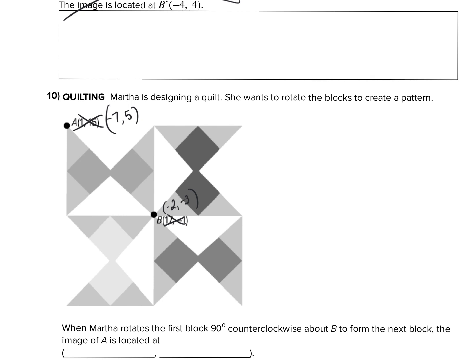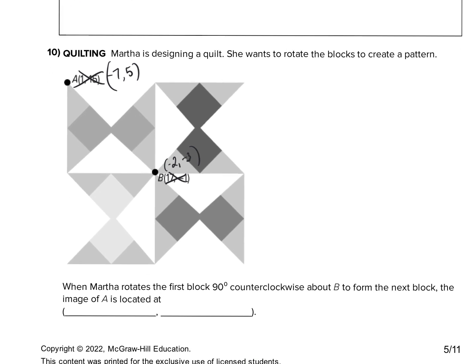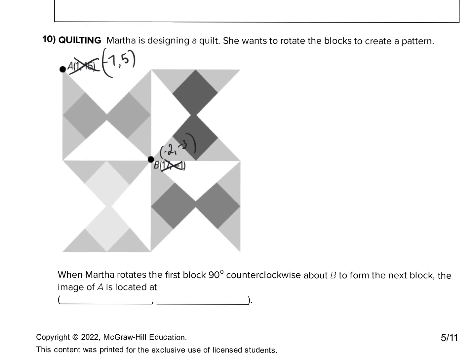Again, I changed the numbers and the coordinates so that it fits on our graph paper. So I changed A to (-7, 5) and B to (-2, -3). So we're rotating the first block 90 degrees about point B.